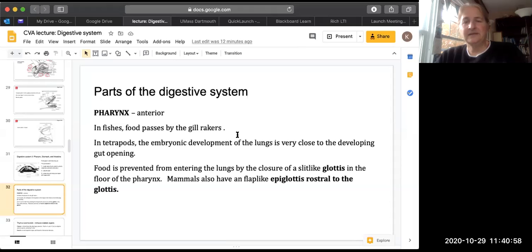The opening to the lungs is very close to the developing gut opening. That's in the pharynx. And the food is prevented from entering the lungs, as I said last time, because of the glottis in the floor of the pharynx. And the mammals also have an epiglottis that, as you swallow, closes up your trachea and lets the food slide past to get into the esophagus.